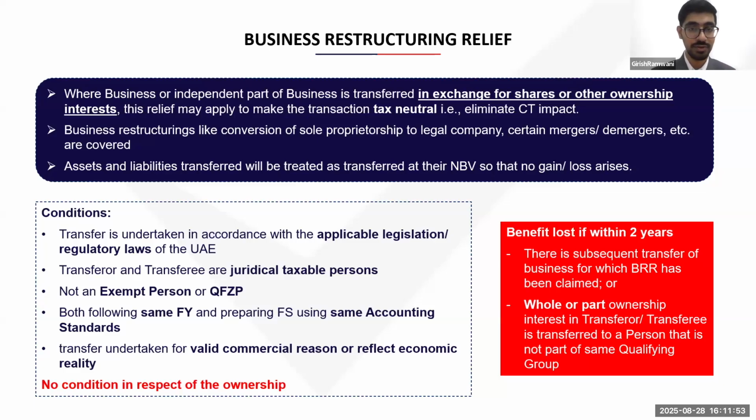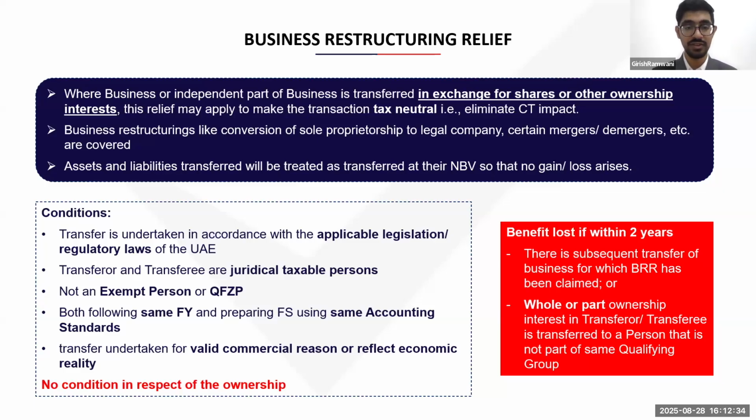Now, what are the conditions for business restructuring relief? Few of them are similar, like the transferor and transferee must be juridical taxable persons. They should not be exempt persons, should not have taken QFZP, should follow the same financial year and the same accounting standards. However, two other additional conditions are there. One is that the business restructuring that you have undertaken is legally compliant. It complies with all your regulatory laws, applicable legislations, and everything of the UAE which are applicable. On the mergers, demergers, you have undertaken necessary approvals, you have followed the other laws, the company laws, and everything.